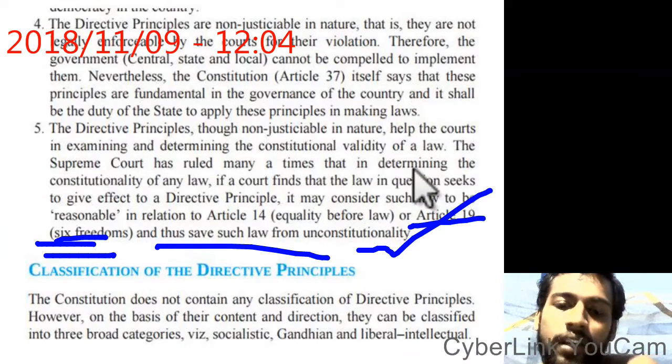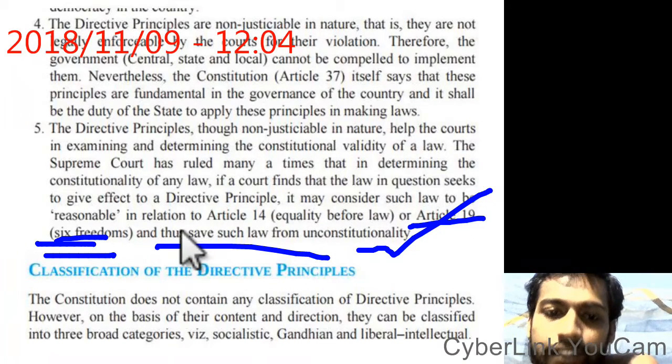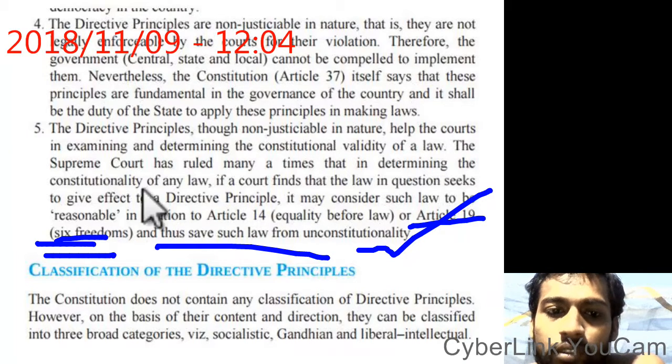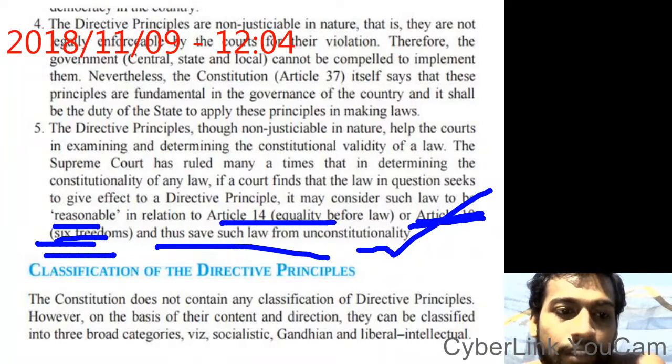Such a law is unconstitutional if it is violated. If the law is violated, the Supreme Court has ruled that it must be reasonable. Please remember, reasonableness in relation to Article 14 and 19.